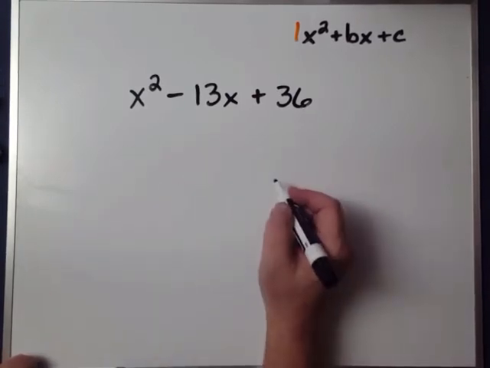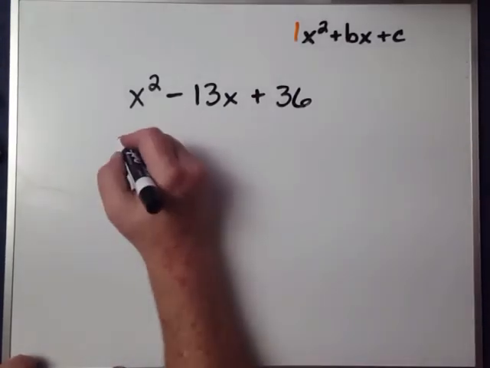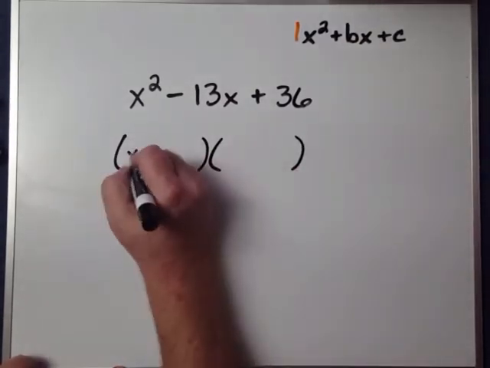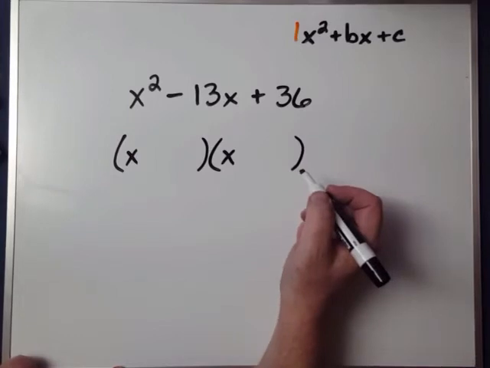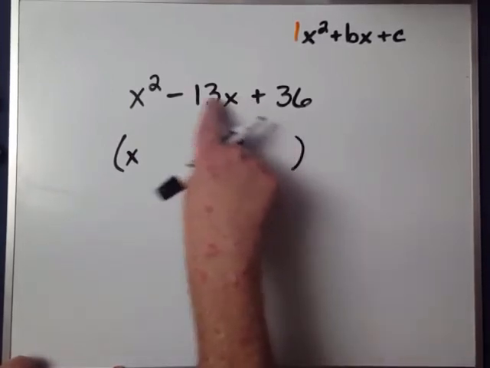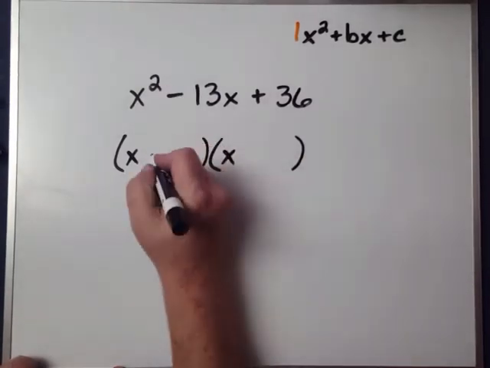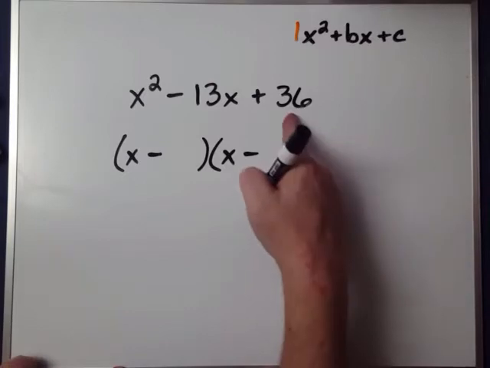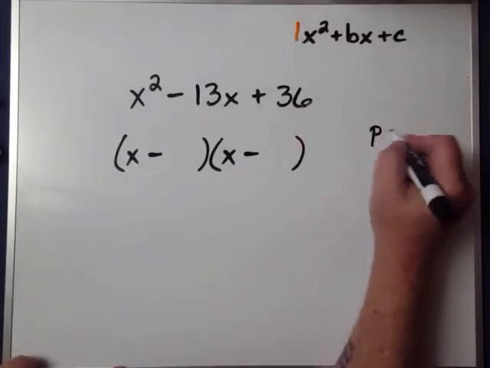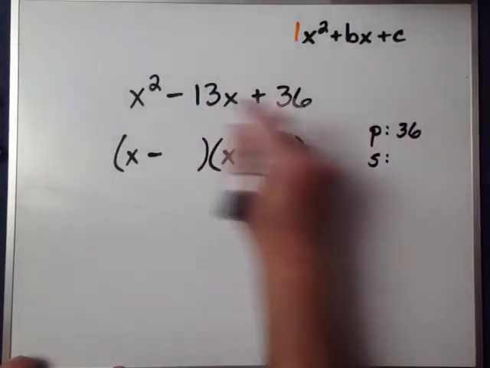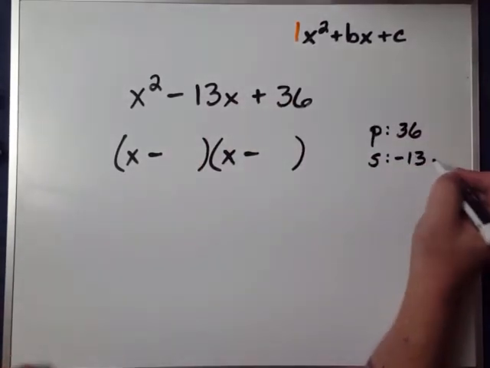Factor this trinomial. If this trinomial factors, it factors as a pair of binomials, each starting with x. This tells me my signs will be the same. In fact, they will both be negative. I'm looking for two numbers whose product is 36 and whose sum is negative 13.